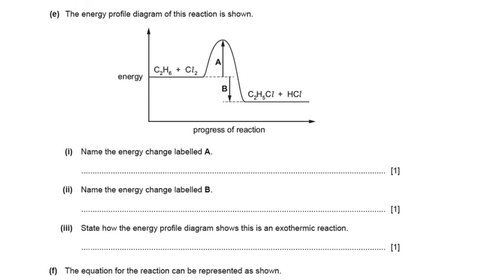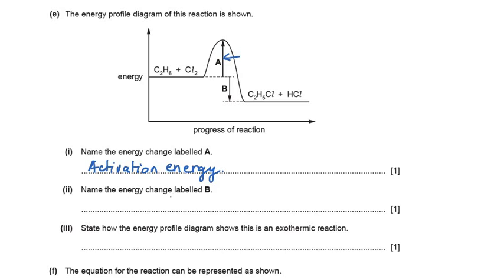Here there is an energy profile diagram. The energy profile diagram of this reaction is shown here. Name the energy change labeled A. Now labeled A here is a bump above the level of the reactants, and that is called activation energy. Remember, an extra bump which is above the level of the reactants, that is called activation energy.